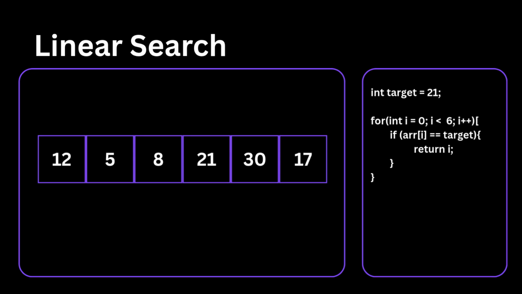Imagine you have a list of numbers 12, 5, 8, 21, 30, and 17, and you're trying to find the number 21. With linear search, you just go through the list one item at a time from the beginning. So you check 12 first, but that's not right, then 5, then 8, and eventually you reach 21. That's really all linear search is. It checks each value in order until it either finds the target or reaches the end of the list.